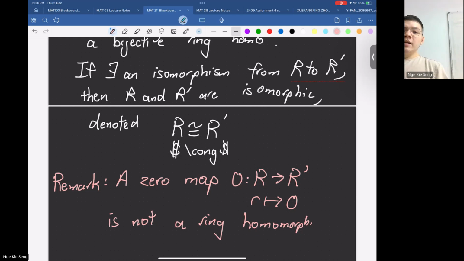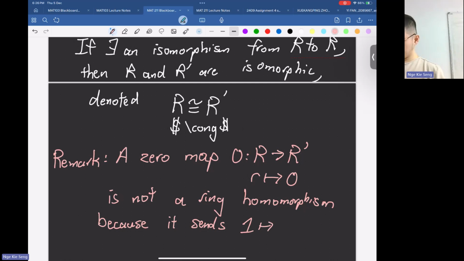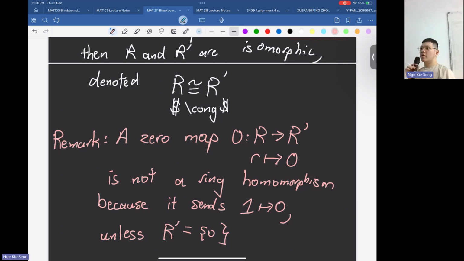because it sends 1 to 0. But there's one case where this is a ring homomorphism. Unless what? Unless R prime is the zero ring, where 1 equals 0. All right, good. Very good.